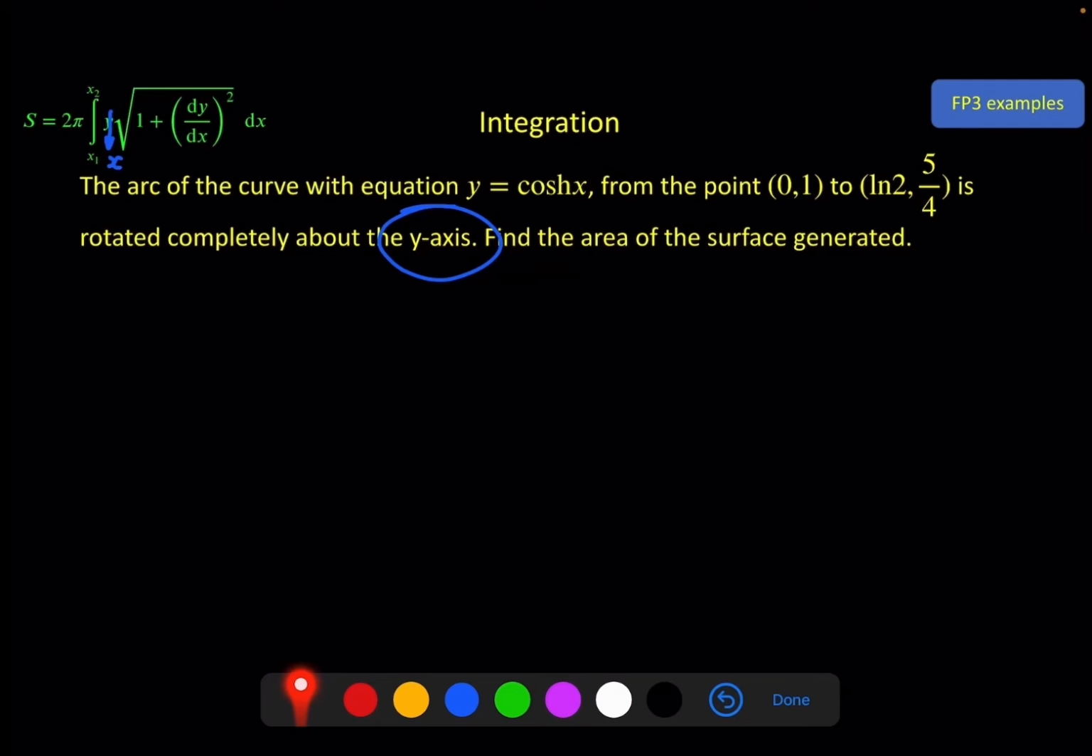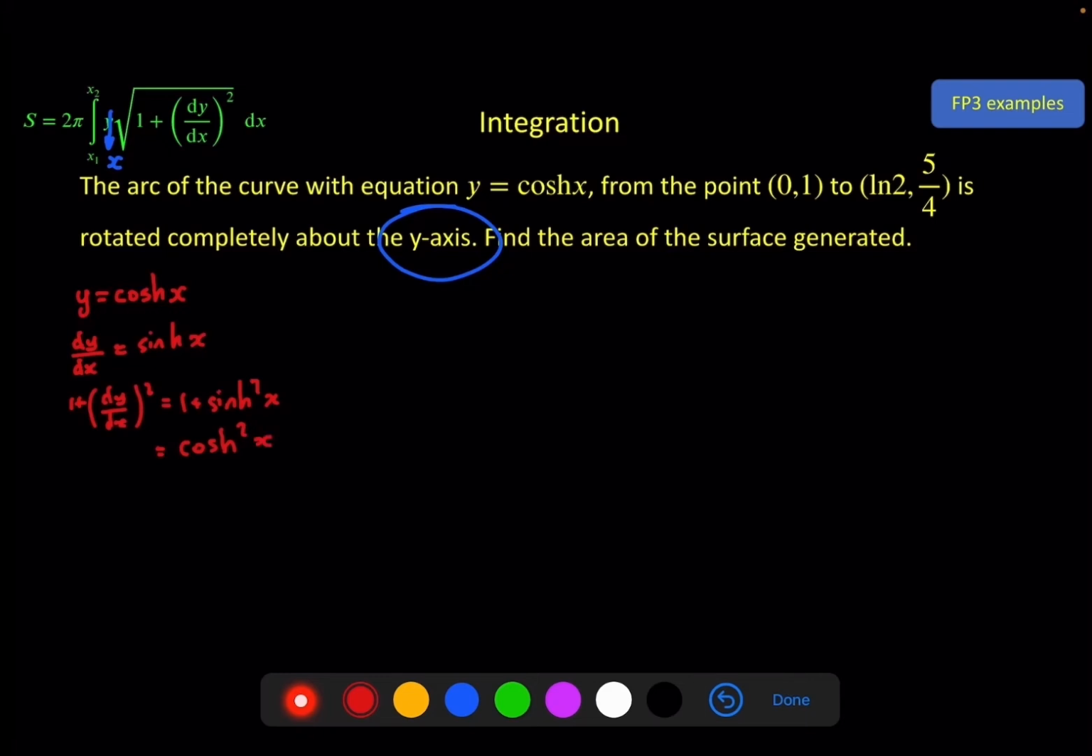Okay, so it's basically the same idea, but this time, instead of y times the square root of all this, we're going to have x times the square root of all this. So let's get straight into it. Same as before, I'm going to start off just considering that bit inside the square root. So if y is equal to cosh x, dy/dx is equal to sinh x. 1 plus (dy/dx) all squared is equal to 1 plus sinh squared x, which I'm sure you remember from our identity work is cosh squared x.